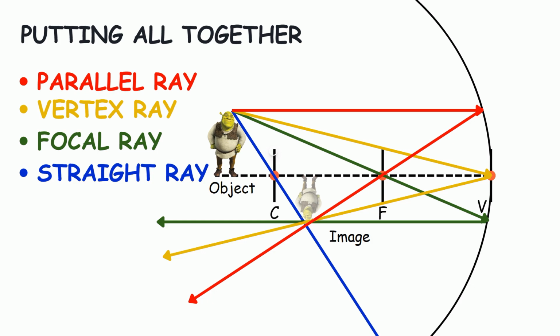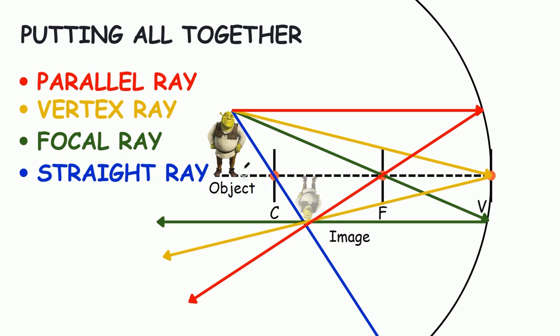And then we put this all together, ang kining four diagnostic ray lines nato, which are the parallel, the vertex, the focal ray, and the straight ray. And with this all together, it creates an image. So you can actually use 2 or 3 rays lang, then maka-create na siya og image.